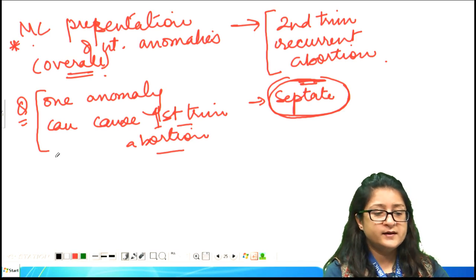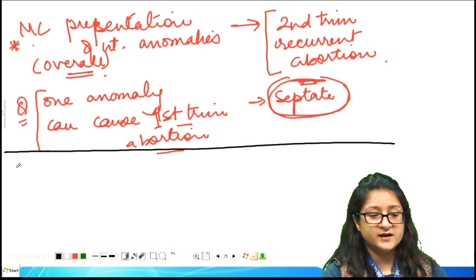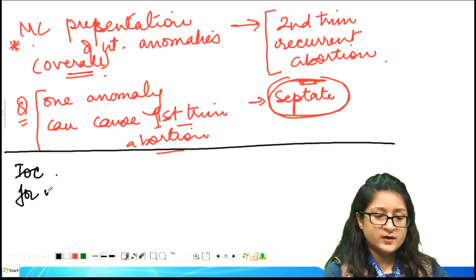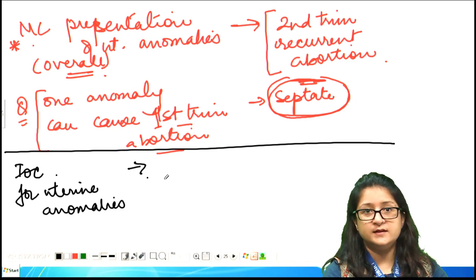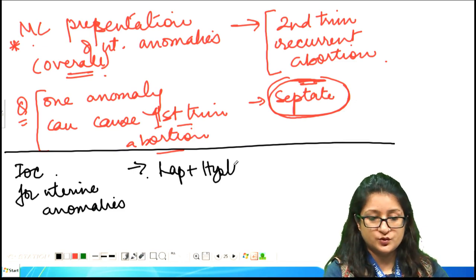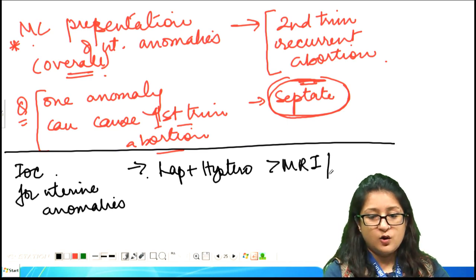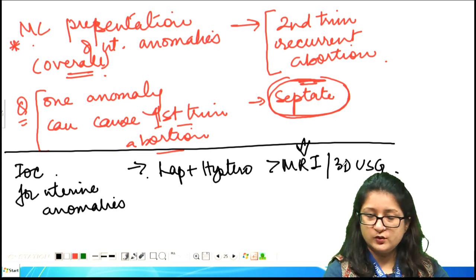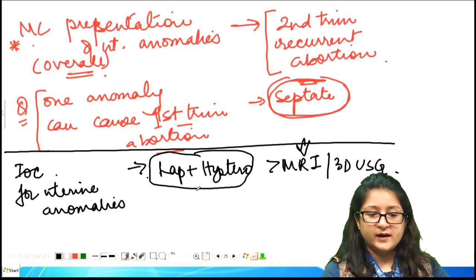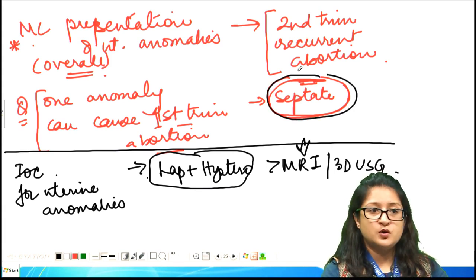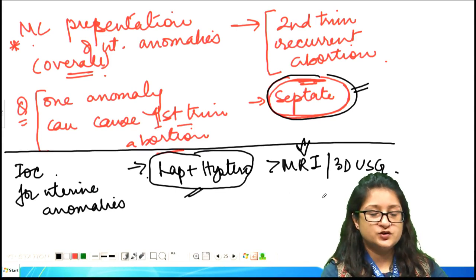Now another important point that we get confused sometimes is what is the investigation of choice. If they ask you investigation of choice for uterine anomalies and they're not specifying anything else, then the best answer is a laparoscopy plus a hysteroscopy, right? After that it is MRI or 3D USG. Alright, MRI is generally preferred over a 3D USG, but laparo-hysteroscopy is the investigation of choice for uterine anomalies, because it can be diagnostic and therapeutic in the same sitting. If it is a septate uterus, which is anyways the most common cause, then the hysteroscopic septum resection, or septoplasty, can be done in the same sitting with the laparo-hysteroscopy, alright.